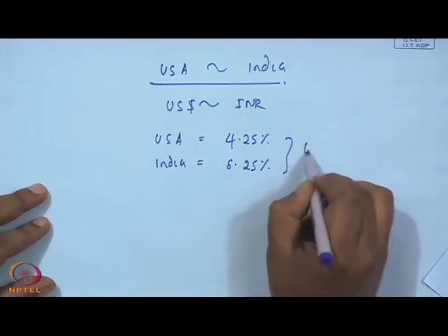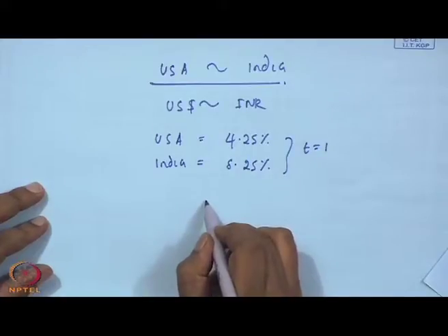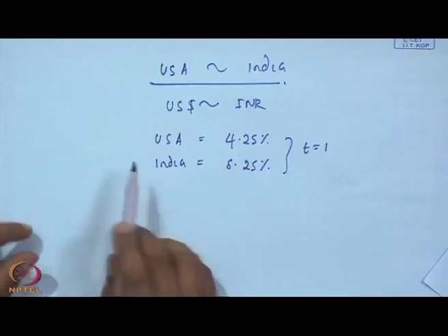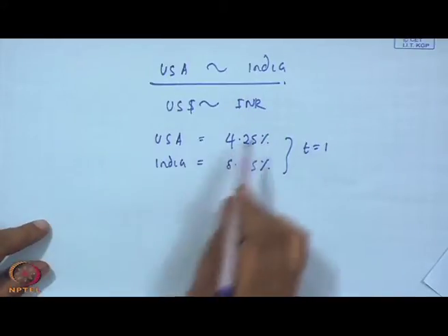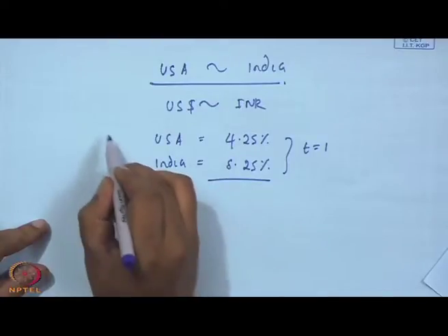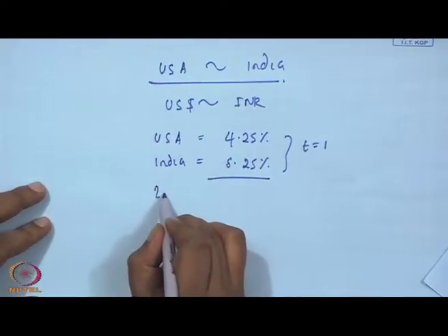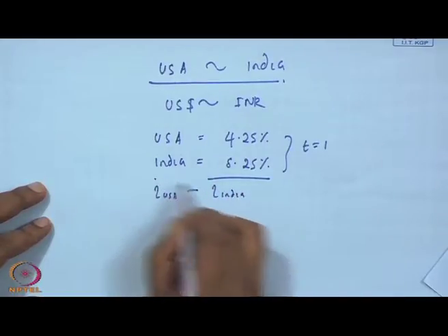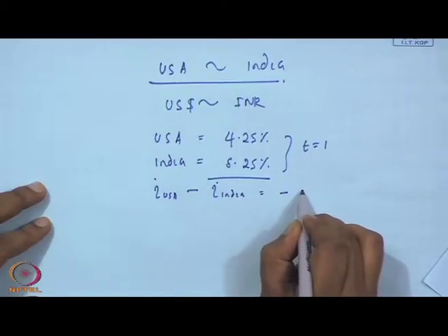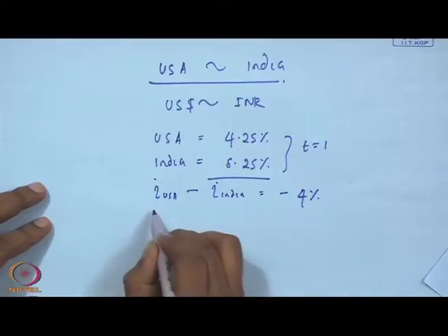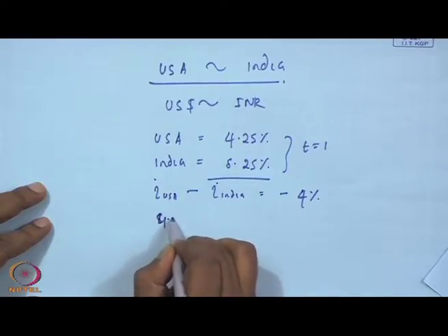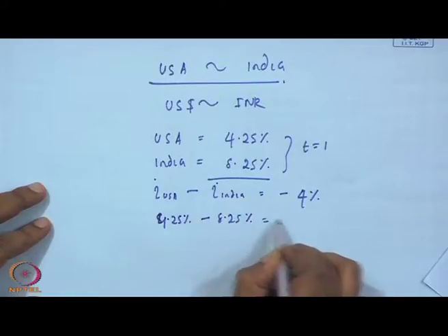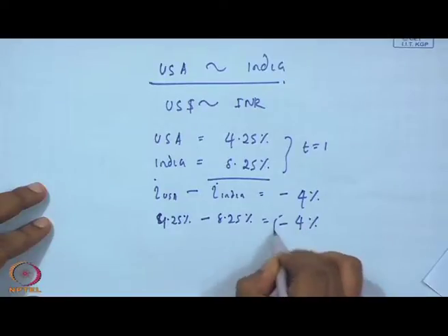Suppose we are mentioning time period t is equal to 1, and then there is a significant difference between the two countries' interest rates. The differential interest rate here, I am putting for US, I USA minus I India, that is interest rate is something around minus 4%. US is 4.25%, India is 8.25%. So, the differential available to us is minus 4%.